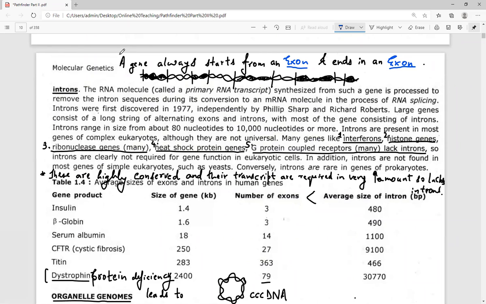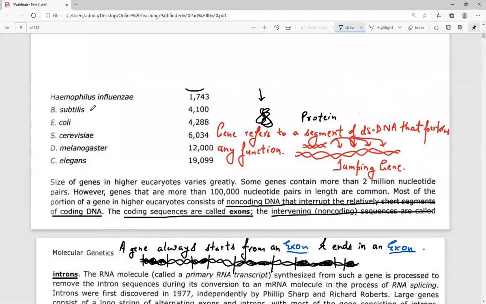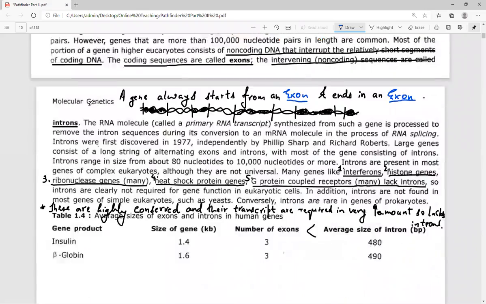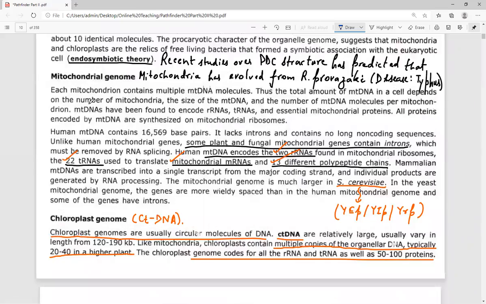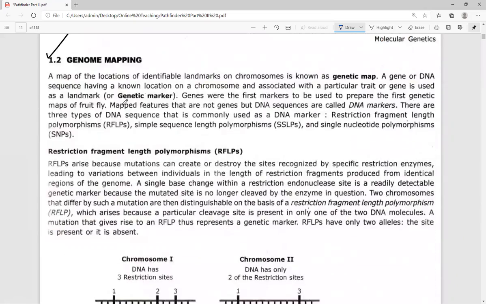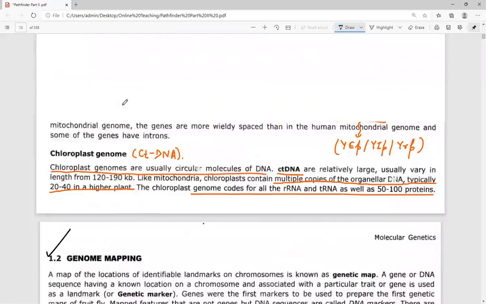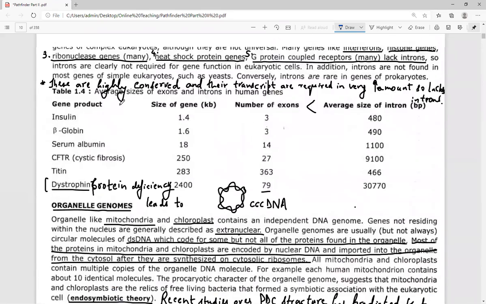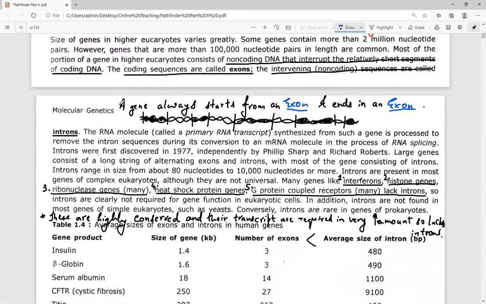In our yesterday's lecture, we talked about what genes are. We talked about the organelle genome and the chloroplast genome. And in today's lecture, we will start genomic mapping. Just to inform you about an error that I made in my previous lecture.